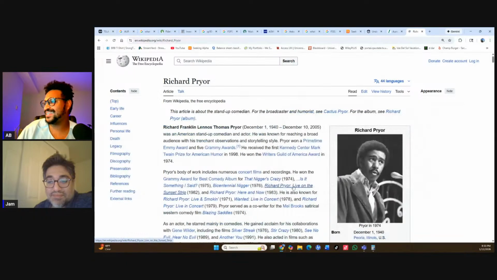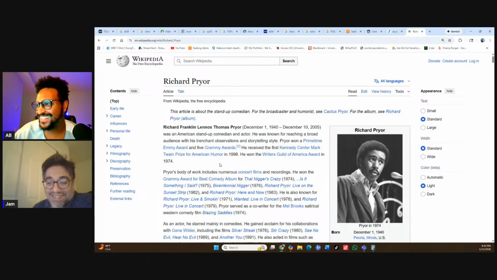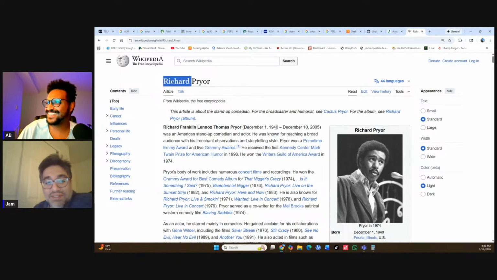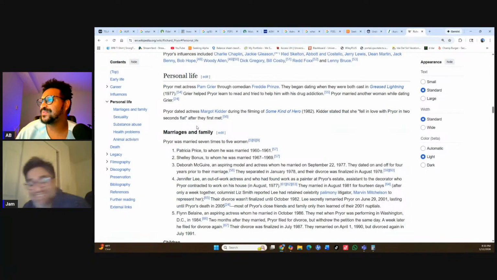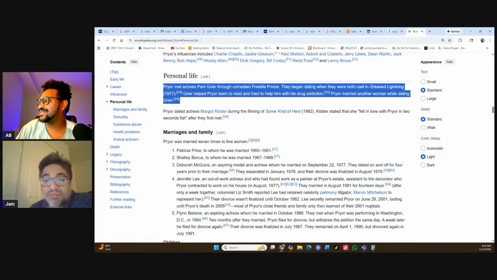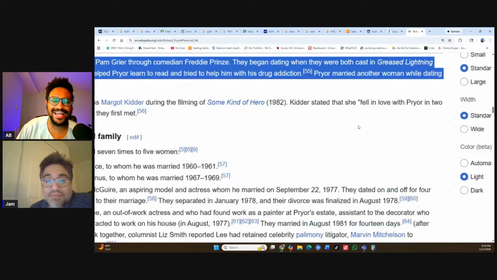Richard Pryor. You know what happened to Richard Pryor, right? He set himself on fire. Is that what he did? I thought it was drugs. Well, he did. The drugs led to it. It was a drug fueled fire. God damn. He married another woman while dating another woman.